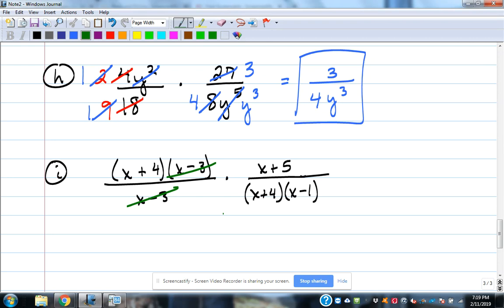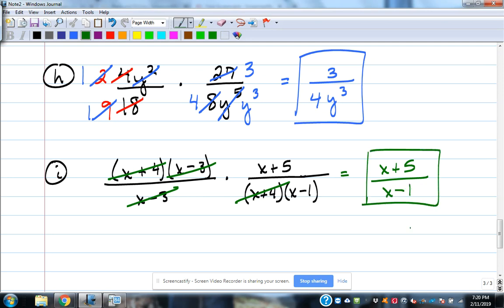I've done all vertical. Now I've got to do diagonal. What cancels diagonal? This x plus 4 cancels that x plus 4. Anything else cancel? No, there's nothing left of this first fraction, right? Everything canceled out of it, so there's nothing to work with. Only thing left up top is this guy, x plus 5. Only thing left on the bottom, x minus 1. So that's it. That's all there is left. So that's what you have.